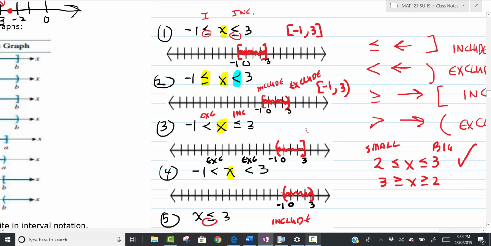Okay, this one, same idea, starts at -1, but excludes it, ends at 3, includes it, like that. Then this one's 2 parentheses, so it's going to exclude both. Okay, so when you're learning this, you want to understand how the interval notation goes, because that's the most common way to write your answers, right?